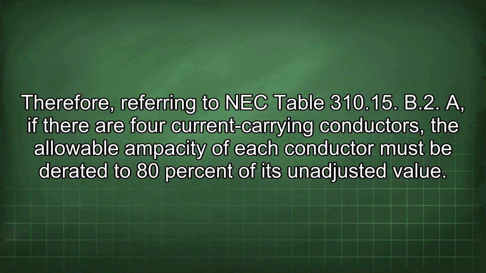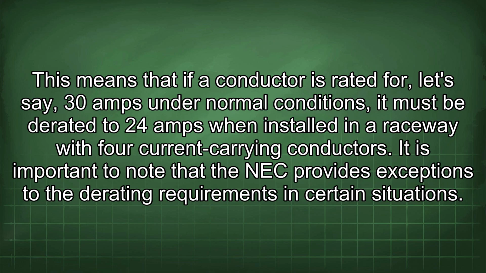Therefore, referring to NEC Table 310.15(B)(2)(a), if there are 4 current-carrying conductors, the allowable ampacity of each conductor must be derated to 80% of its adjusted value. This means that if a conductor is rated for, let's say, 30 amps under normal conditions, it must be derated to 24 amps when installed in a raceway with 4 current-carrying conductors.